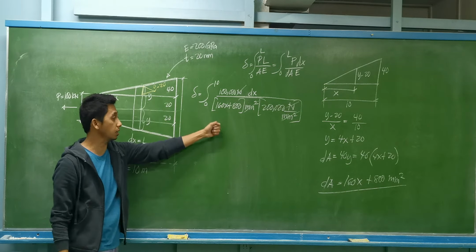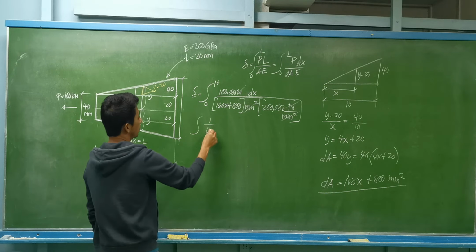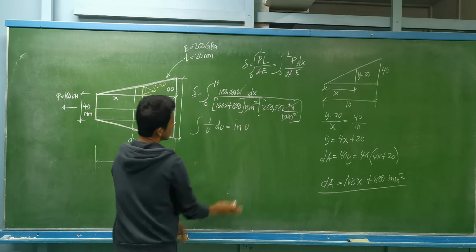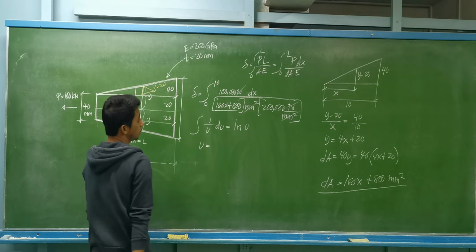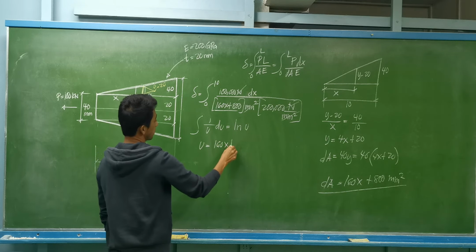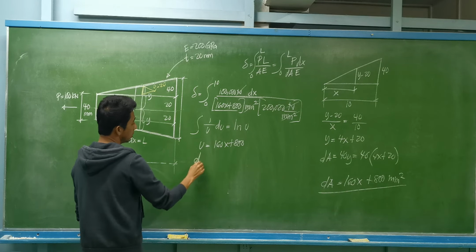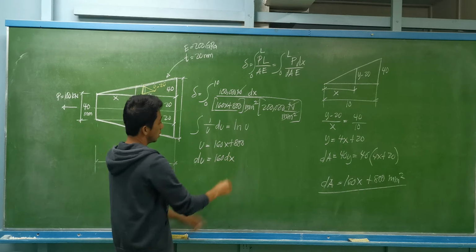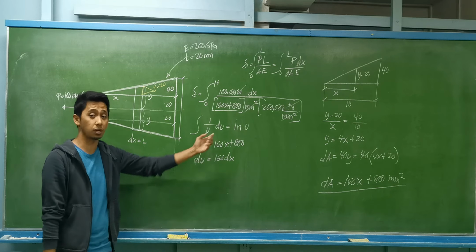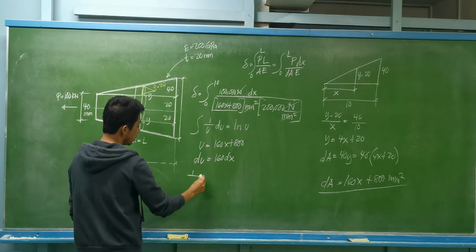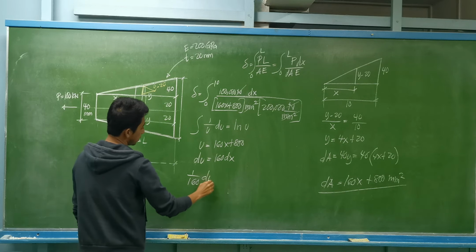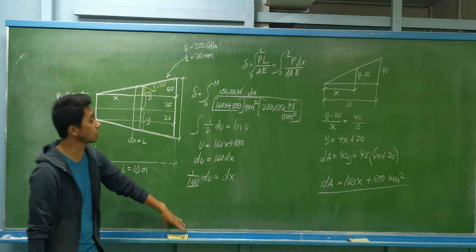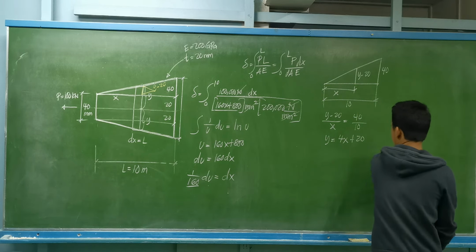By the way, how do we integrate this one? Okay, the integral of 1 over u du is equal to the ln of u. So for this case, our u will be equal to 160 of x plus 800. So we have du is now equal to the derivative of 160 of x, that is 160 dx. The derivative of 800 will be 0 since it is a constant. So we'll be having 1 divided by 160 of du is equal to dx. We have a neutralizing factor of 160. So we are now to perform the integration.